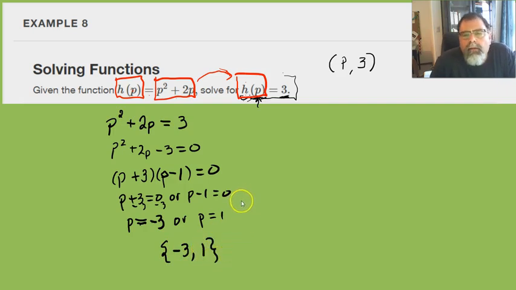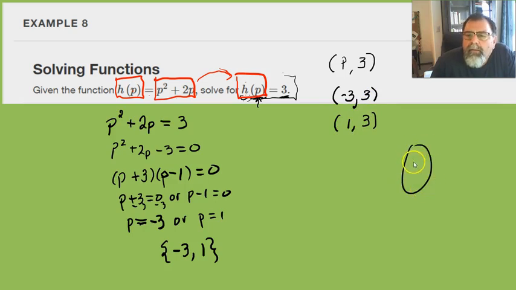Okay, and it's still a function, right? Because we're not saying that the input value had 2 output values. We're saying that if -3 is the input, it just has 3 as the output. If I put in 1, it gets 3. So that's like in the arrow diagram. We have -3, 1. Each of these are only going to 1 value, so that's okay. That's not a problem. Still a function.